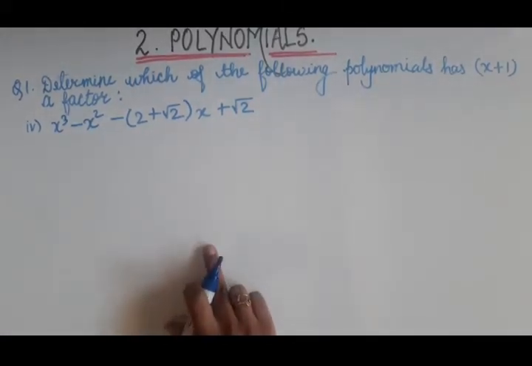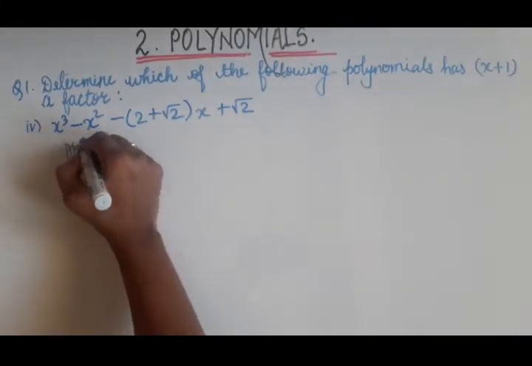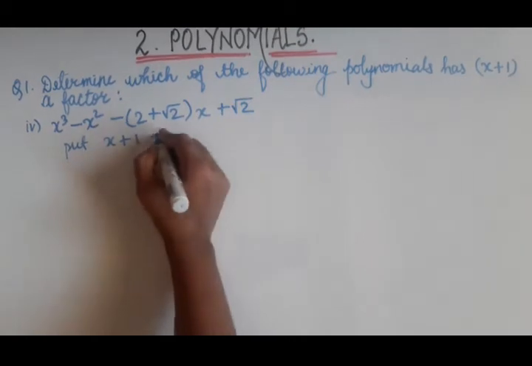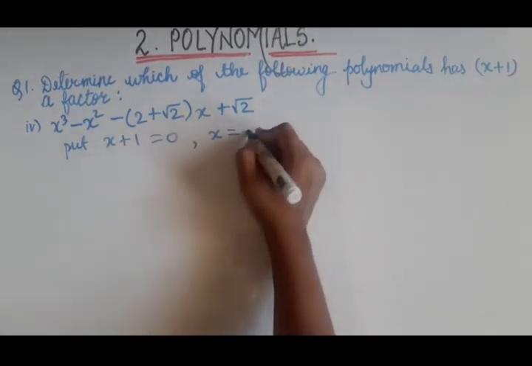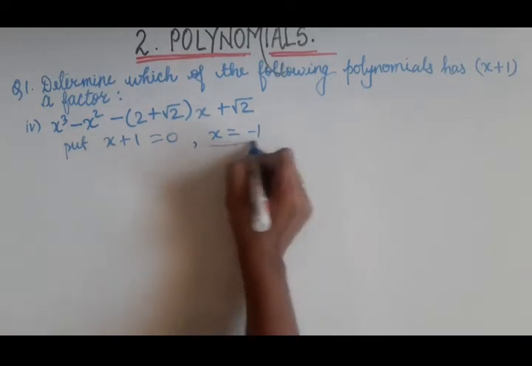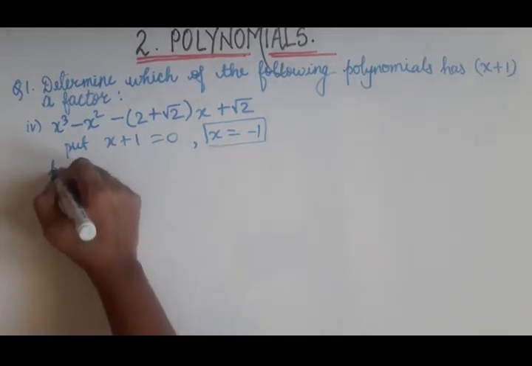So what we will do? First you find the zero of the divisor. So for that you have to put x plus 1 equal to 0. The divisor, equate it with 0. So you will get the zero of the divisor. This plus 1, after going that side it will be minus 1. So minus 1 is the zero of the divisor. Right. Now put it in the dividend.